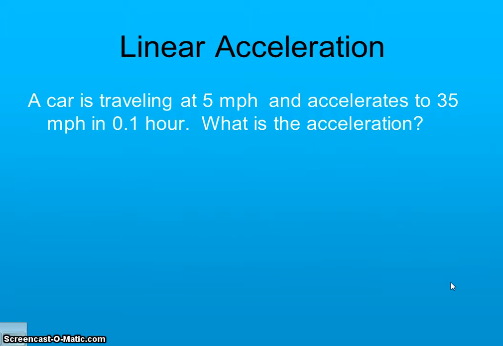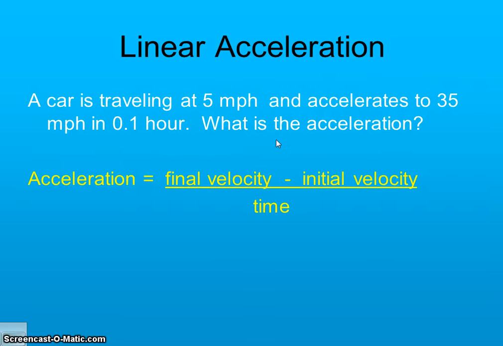Now we have a problem here. We have 5 miles per hour that accelerates to 35 miles per hour in 0.1 hours. What's the acceleration? Well, it's going to be final minus initial divided by time. You're going to subtract 35 minus 5, divided by 0.1 hours.